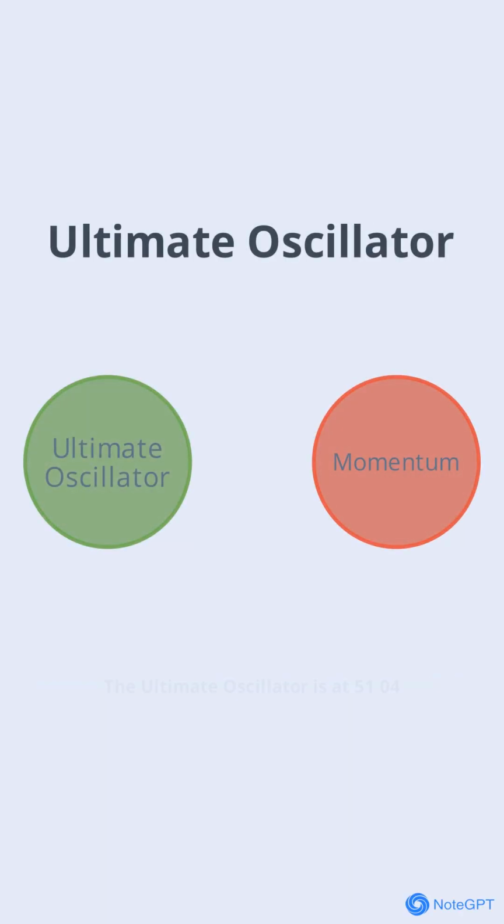The Ultimate Oscillator is at 51.04, which is neutral. This indicator combines short, medium, and long-term price action to provide a balanced view of momentum. A value near 50 suggests neither overbought nor oversold conditions, so traders may look to other signals for confirmation.